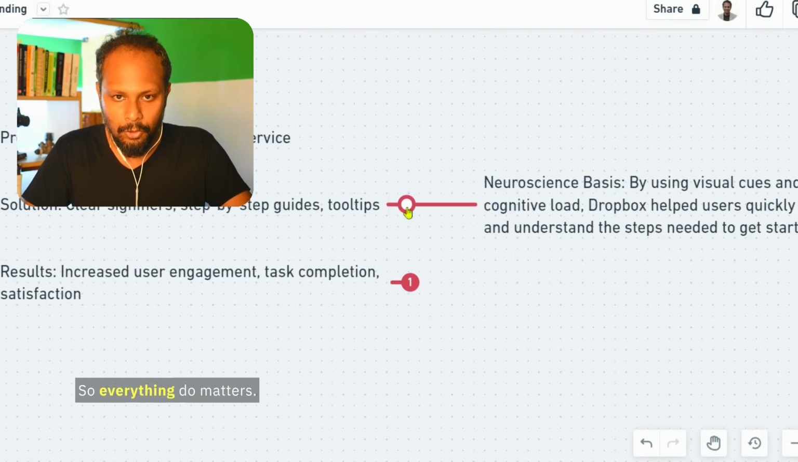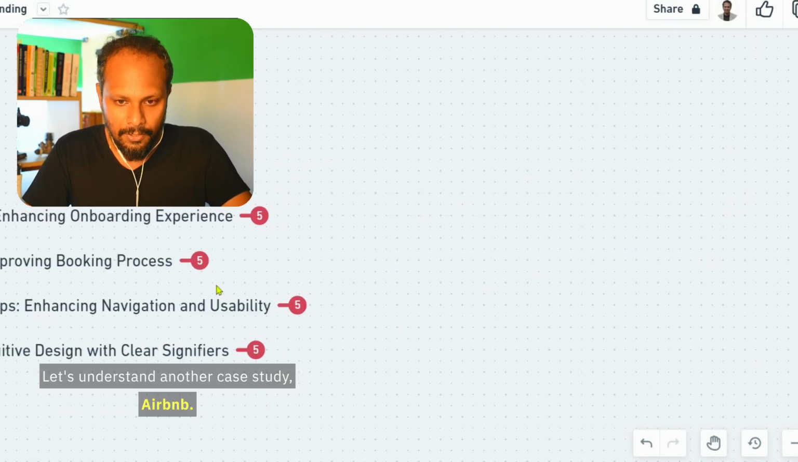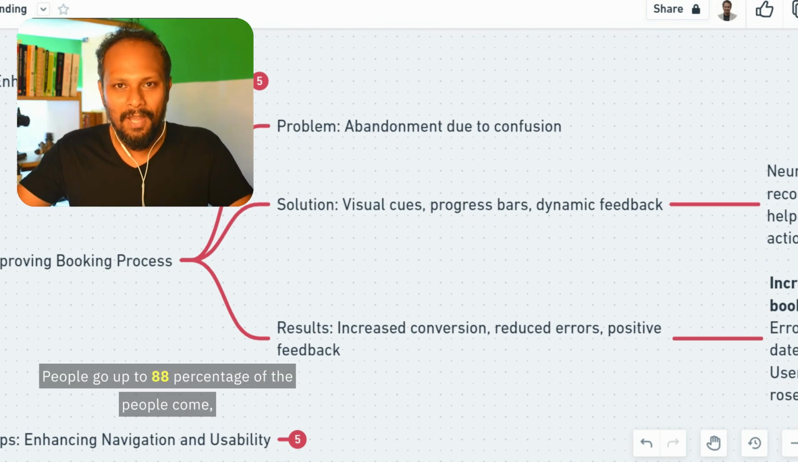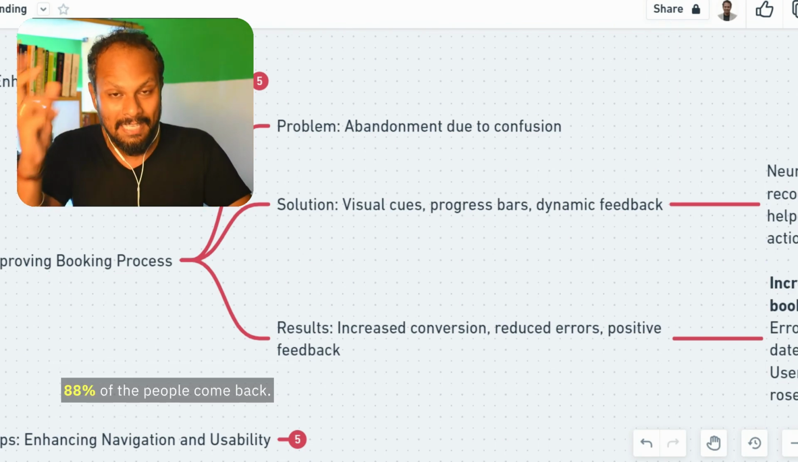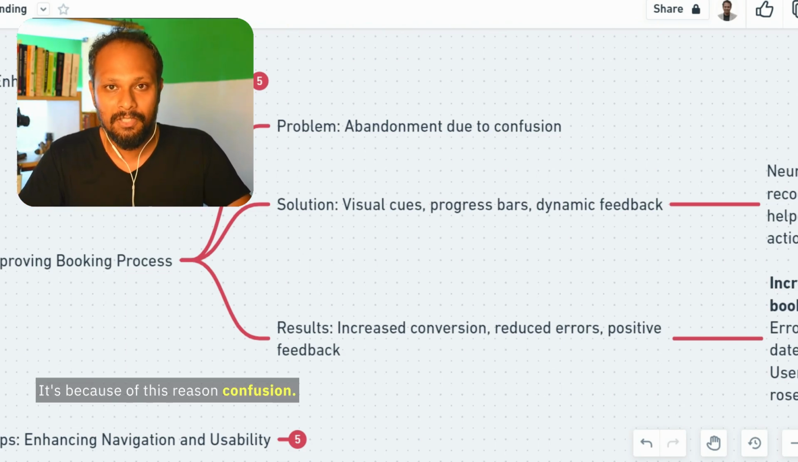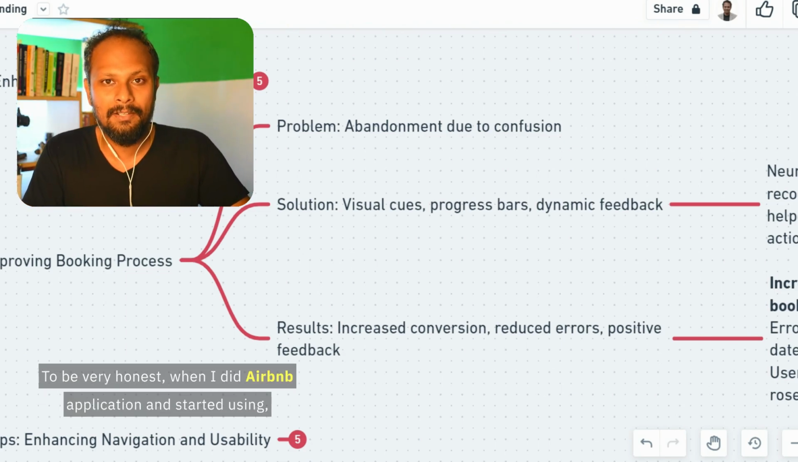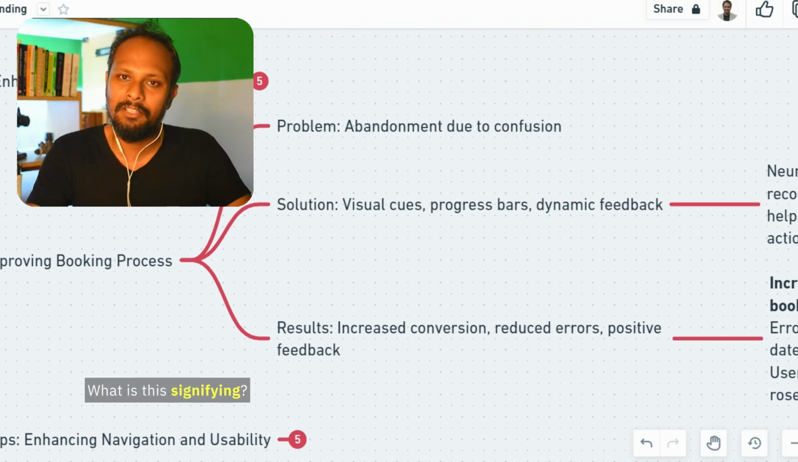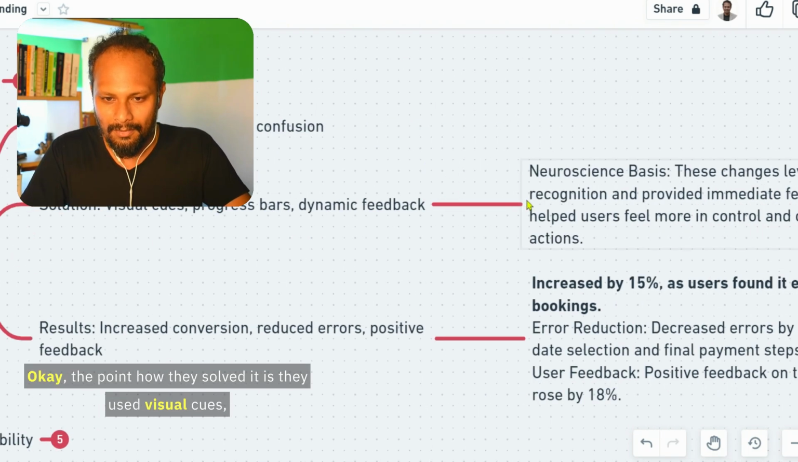So everything does matter. Let's understand another case study, Airbnb. The problem is people abandon it because of confusion. I told you, right? 88% of the people come back. It's because of this reason, confusion. To be very honest, when I started using the Airbnb application, I definitely did not get the clarity. What is this signifying? The point is, how they solved it is, they used visual cues.